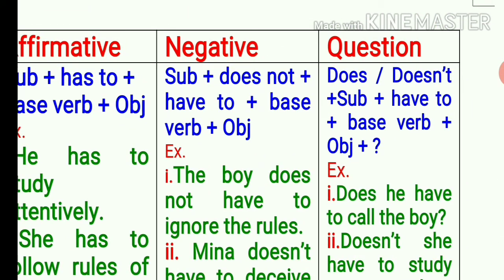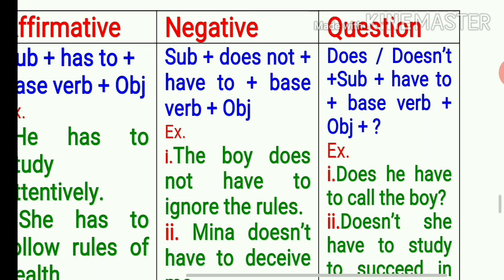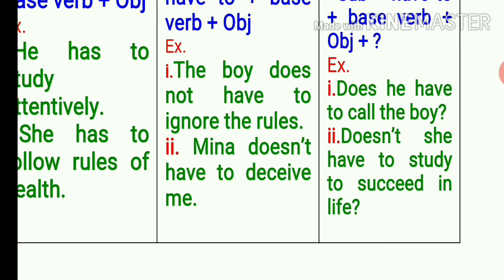Then negative statements. In the negative statements, we find the structure of have to, has to: subject plus does not plus have to plus base verb plus object. Now examples. The first one, the boy does not have to ignore the rules. The second one, Mina doesn't have to deceive me. In the two sentences, the boy's ignoring the rules and Mina's deceiving me are completely prohibited, for which in the two sentences have to is used.